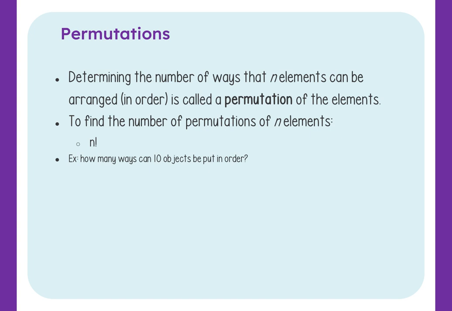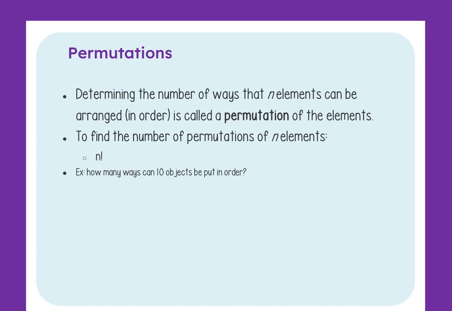Okay, permutation. So we're going to talk about the difference between a permutation and a combination. And this is where I would say probability gets confusing. So you have to really understand the difference between those two. A permutation is determining the number of ways that n elements can be arranged in order. And what this means is that order is important.